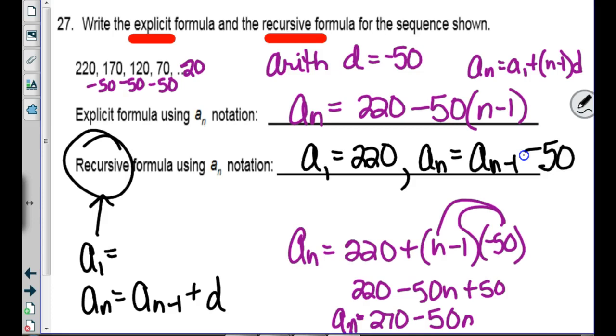So how are you going to keep those straight? Which one is going to be on the reference sheet? Explicit, right? Recursive is based on a sub n minus 1, and it has two parts. You got to give me both parts.